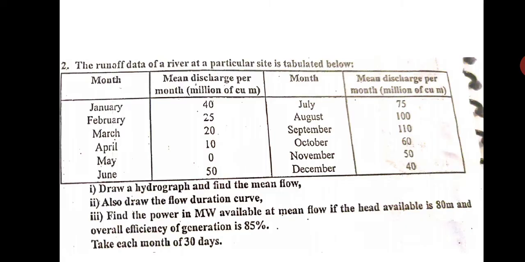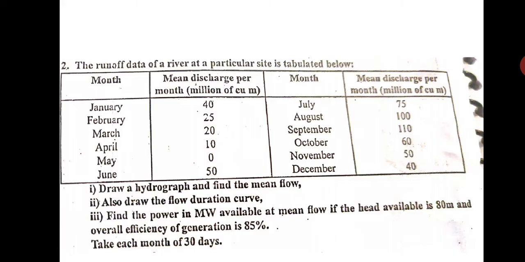In the earlier problem it was meter cube per second. Now it is given as millions of cubic meter for that particular month. Please understand this discharge: whatever is given, 40 million cubic meter, is for 1 month. Earlier the problem was directly in meter cube per second, but here it is million cubic meter per month.